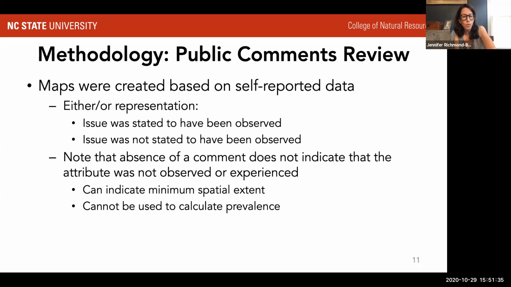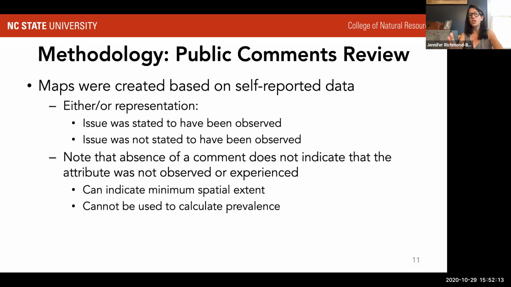I do want to make a point about these self-reported data. We kind of have this either-or representation in the way that I'm going to be presenting this. Either a resident stated something to have observed it, or they did not state that they observed it, but it doesn't mean that they didn't make the observation. What I mean by that is if somebody were to give public comments and one person is talking about smoke and the second person doesn't say anything about smoke, it doesn't mean that they didn't see smoke.